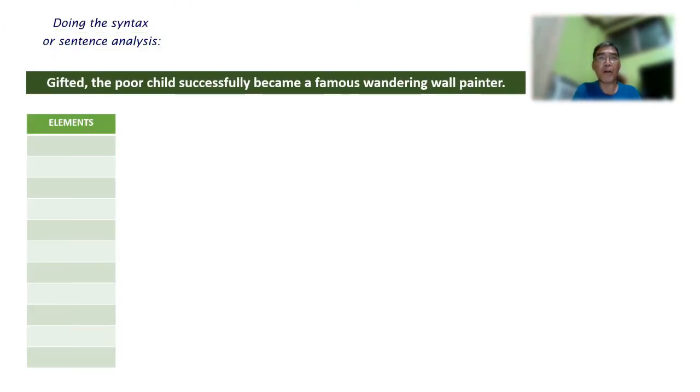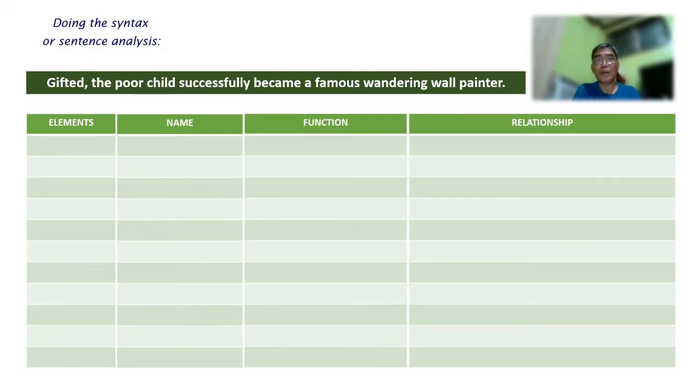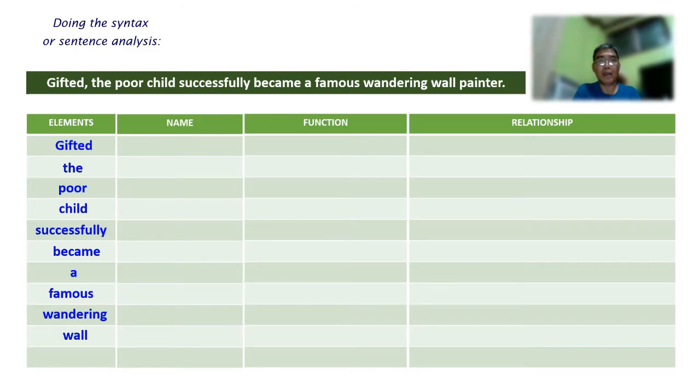Let us now analyze the same sentence with the use of a table with 4 columns to show its elements or words, each word's name or classification, each word's function, and each word's relationship to other word in the sentence. Our given example of sentence is composed of the following words: gifted, the, poor, child, successfully, became, a, famous, wandering, wall, and painter. Let's start analyzing this sentence with the first word gifted.